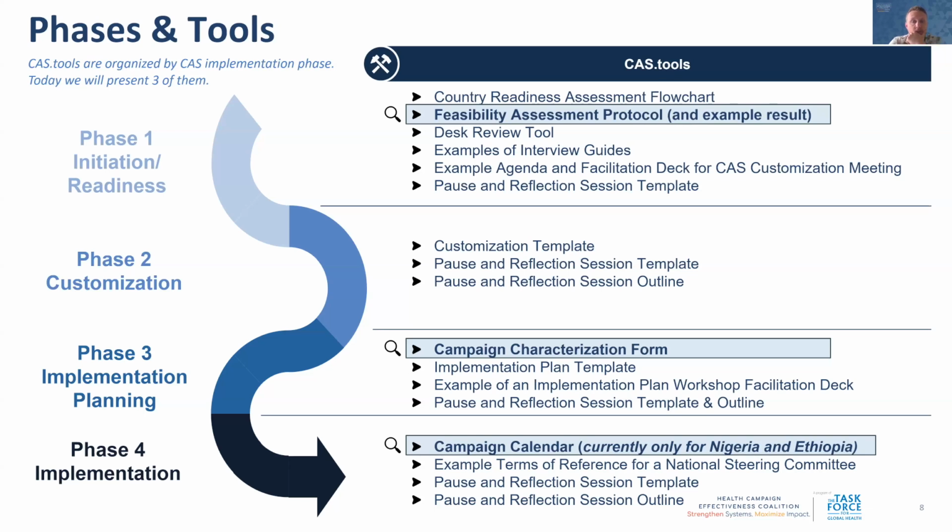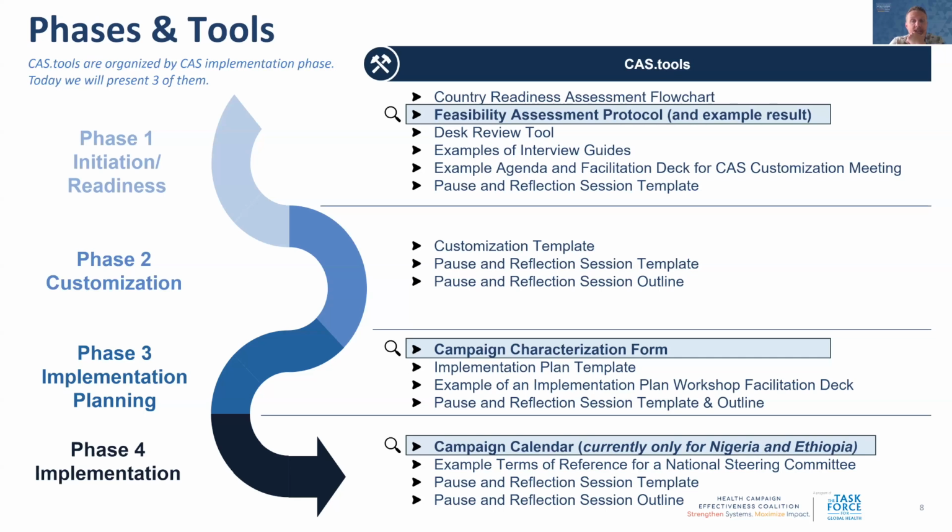So phase one helps determine whether CAS is a good fit. Tools in this section include a country readiness assessment, a feasibility protocol, which we will take a look at today, and materials to support stakeholder consultations, such as interview guides and reflection session templates.